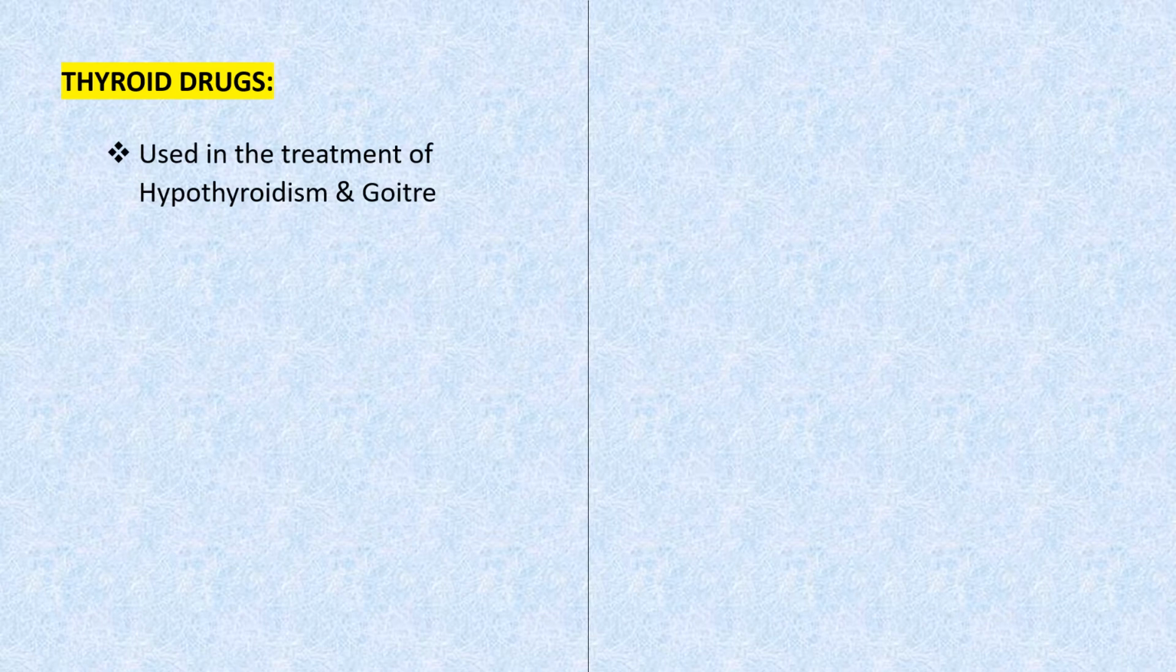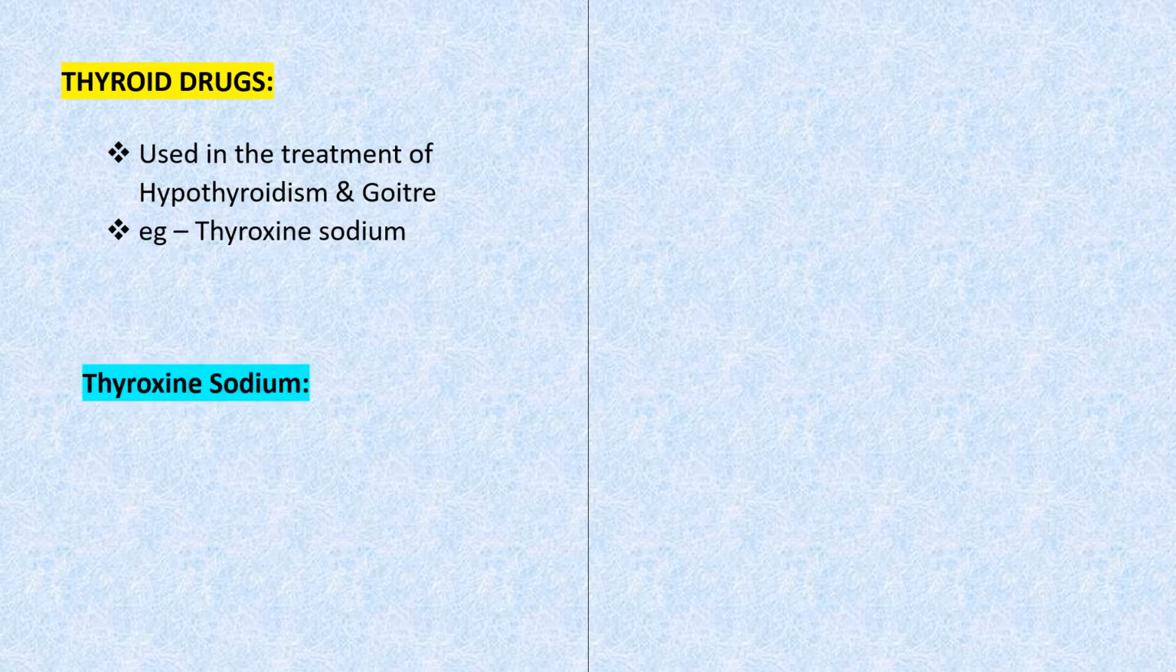These are the drugs which are used in treatment of hypothyroidism and goiter. Why? The deficiency level has been decreased and externally we have to give thyroid hormones which can be used in the treatment of hypothyroidism and goiter. Example, thyroxine sodium, liothyronine are examples of thyroid drugs.